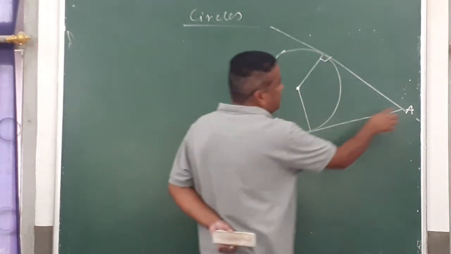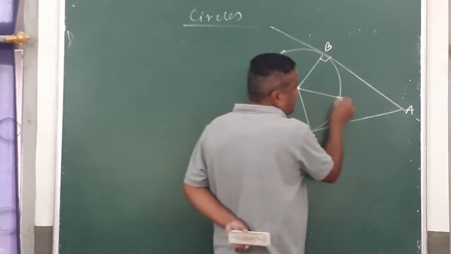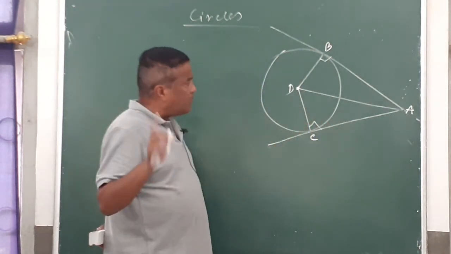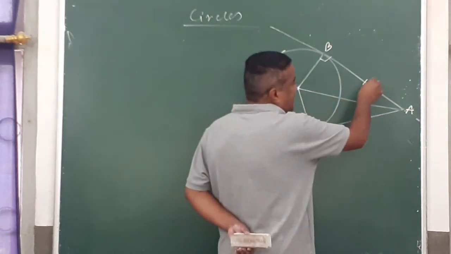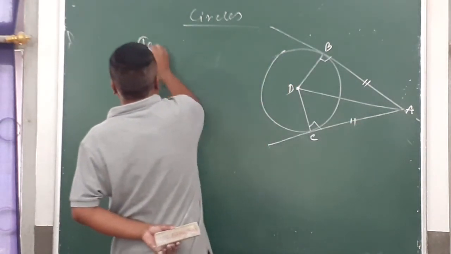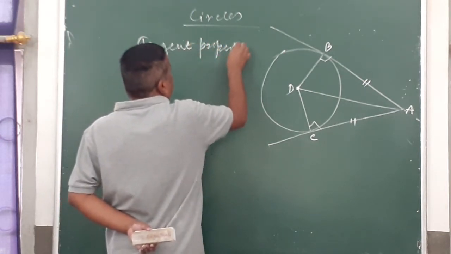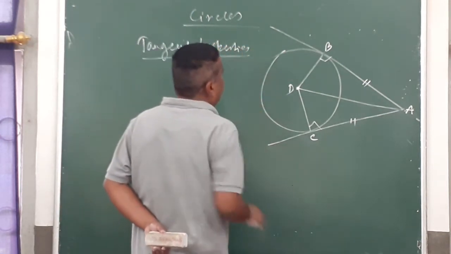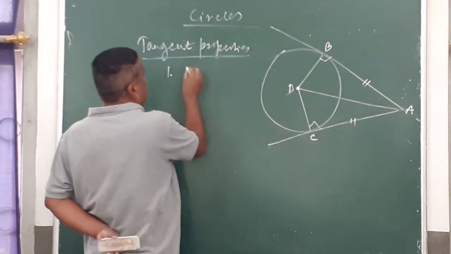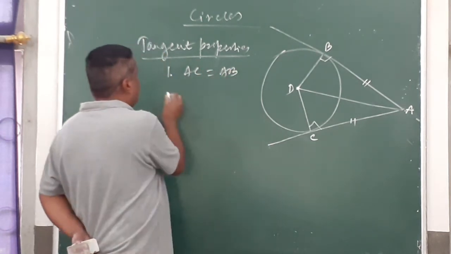Now this also. Okay. This is A, this is B, this is C, and this is D. Join it. Now, theorem number one, both the tangents are always equal. Means under tangent properties of circle, okay, number one theorem is AC equals to AB. AC equals to AB. This is theorem number one.